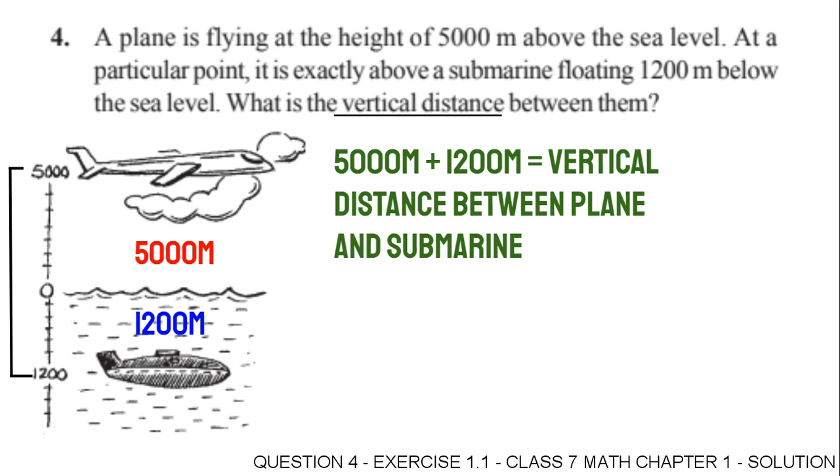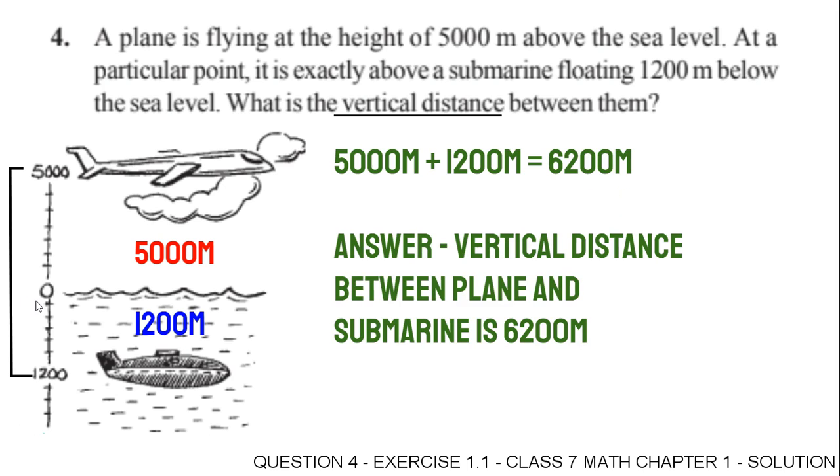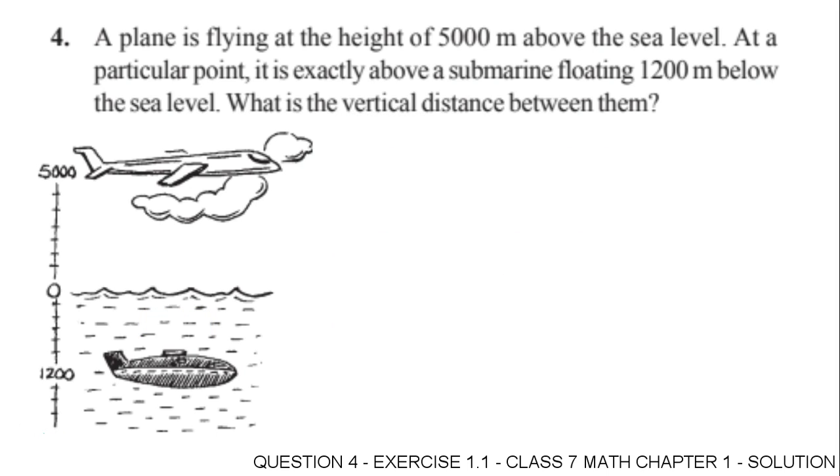The absolute value, basically the distance between 5,000 and 0 is 5,000 meters. The absolute value of 1,200 from 0 is 1,200 meters. So to find the difference between the plane and the submarine, you just add them together. So 5,000 plus 1,200 is 6,200 meters. So the answer, using the understandable method, the vertical distance between the plane and submarine is 6,200 meters. We simply solved this, and hopefully you guys understood in an easy way.